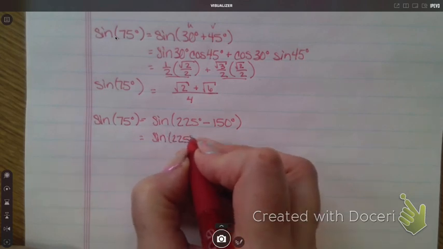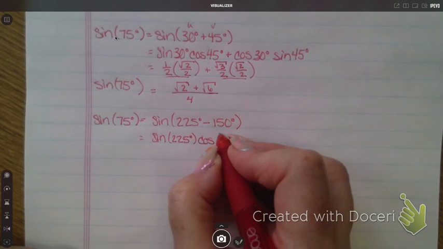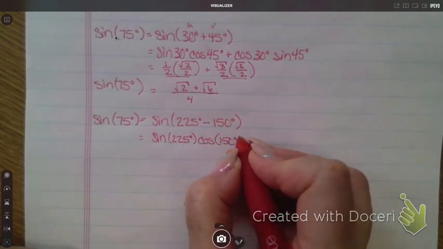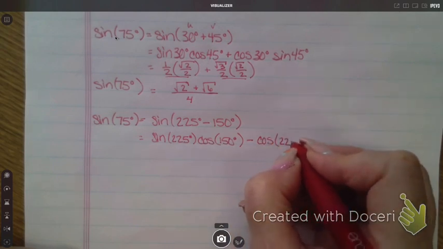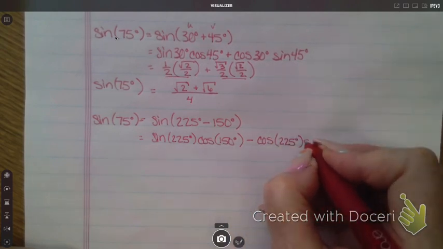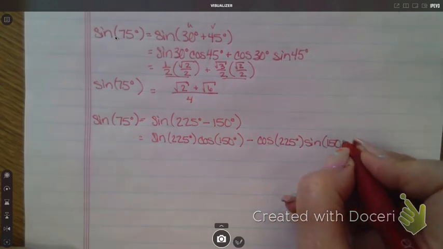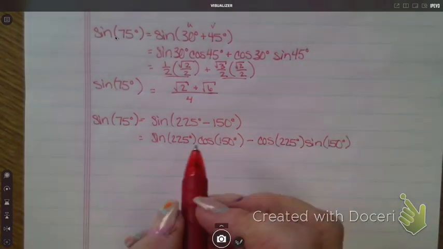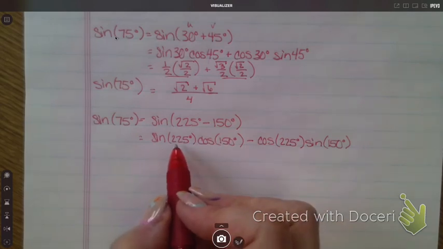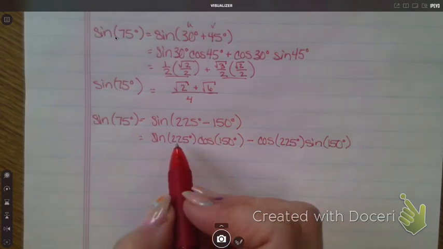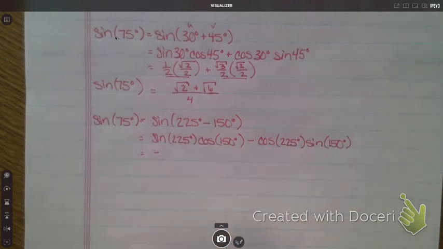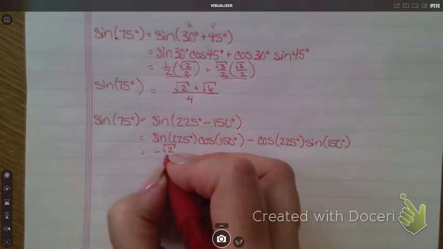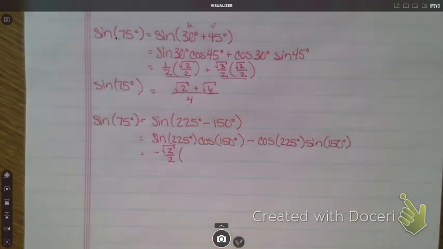Okay, so then we have the sine of 225 cosine of 150 minus the cosine of 225 sine of 150. Okay, so 225 is in the third quadrant and sine is negative there, yes? So it's negative. What is the reference angle to 225? 45. So what's the sine of 45? Square root of 2 over 2. Do you see how I decided my positive or negative and then I just went with my reference angle?